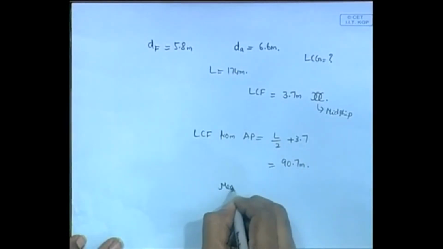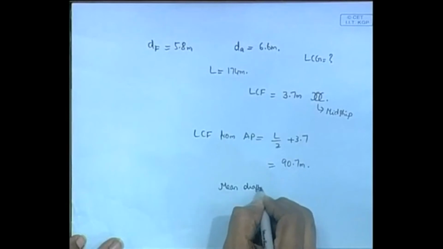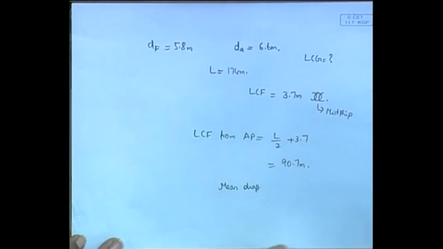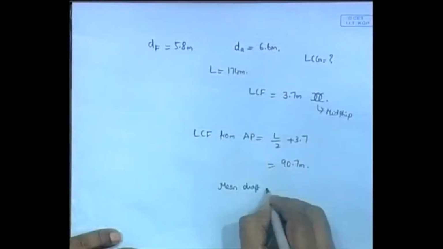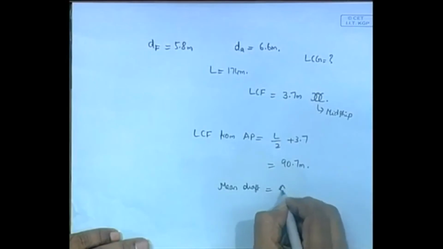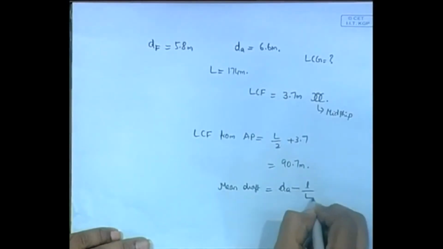Now let us find the mean draft. Note that whenever you are doing anything with draft, find the mean draft anyway, because in most cases you will have to find parallel sinkage, or the change in trim. You need to find the mean draft at all costs, and don't take mean draft as an average of the two drafts. Use this formula we derived: dA minus l by L into T, where T is the total trim.